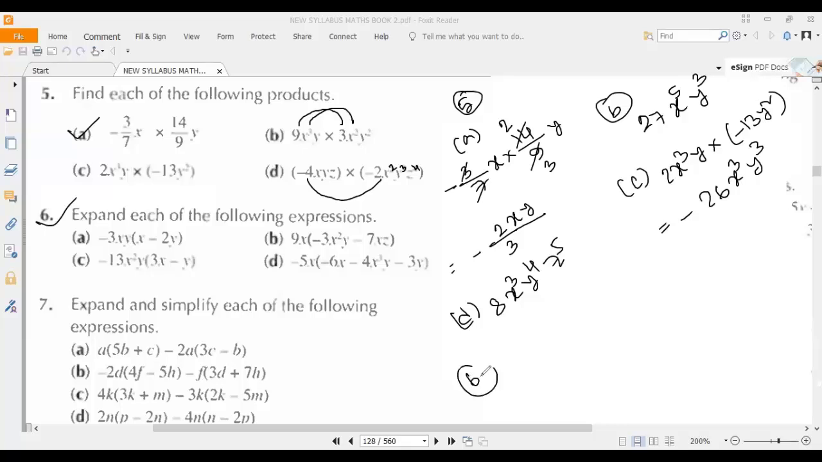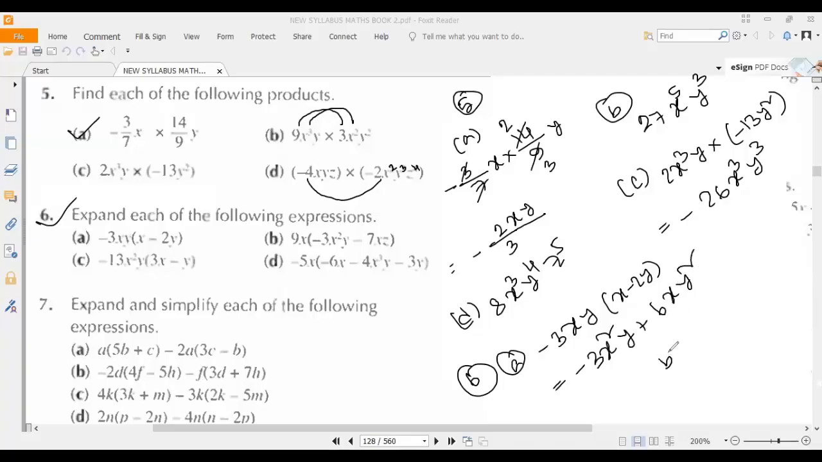Number 6, part C, expand. So we multiply minus 3xy into x minus 2y. Minus 3x into x square, so minus 3x square y, minus a plus 3 sixes are 6, so plus 6xy into y square.